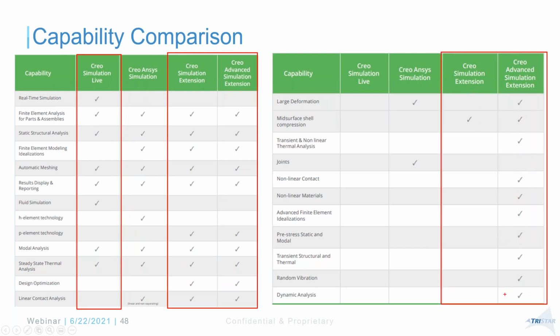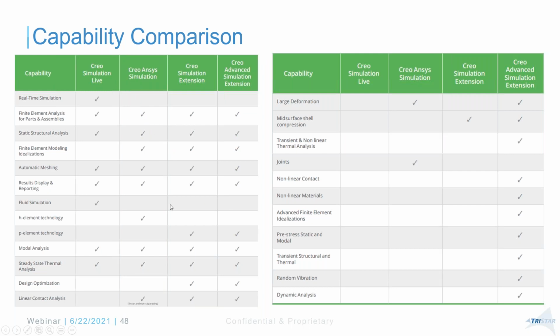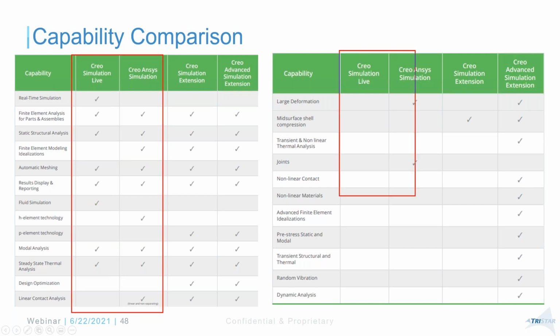So you could see that if you look at pure powerful nonlinear capabilities, then right now, Creo Advanced Simulate Extension can do all of those that I talked about, right? Nonlinear contact, nonlinear materials, etc. And there is this Creo Ansys Simulation, the second column, that has some additional capabilities compared to Creo Simulation Live. Both these are Ansys powered, right? These two solutions right up here. And both these, the third column and the fourth column, those are Creo's own P-solver. So you can see a quick comparison depending on what you want.